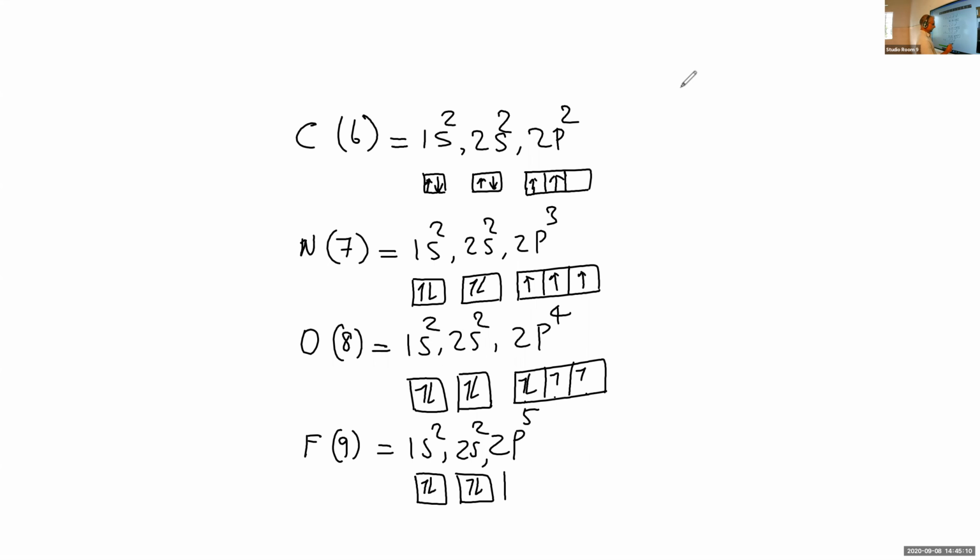Then 2p. There are 3 orbitals. They are having the same energy. They are degenerate orbitals with the same energy, and there are 5 electrons. And how are these electrons to be distributed? You give 1 electron each first. 3 electrons are over.